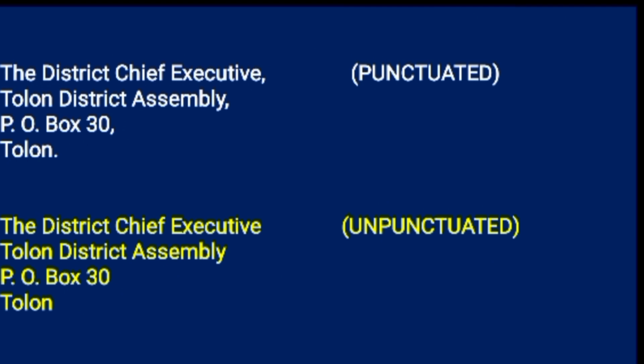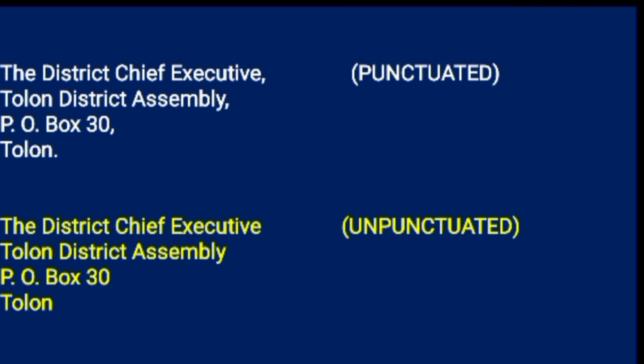Another thing to take note of is that your recipient's address should be written in block format. Do not use the slanted or the indented method when writing your recipient's address. So the first line contains the district chief executive. That is the official position of the person we are writing to based on the question we read. Then the company or the name of the institution is Tolon District Assembly. That is where the district chief executive works. So you need to indicate the particular name of the company or institution. In this case, as an example, we decided to use Tolon District Assembly.